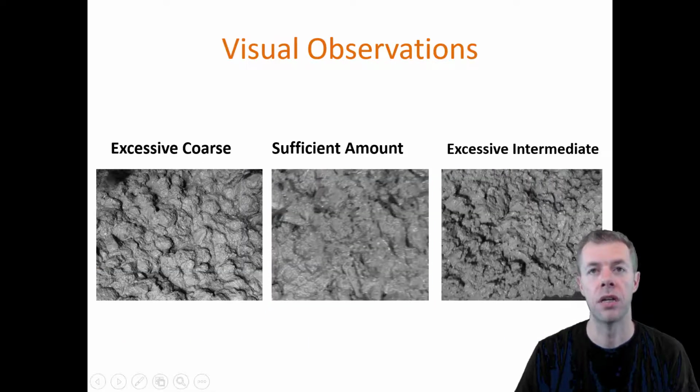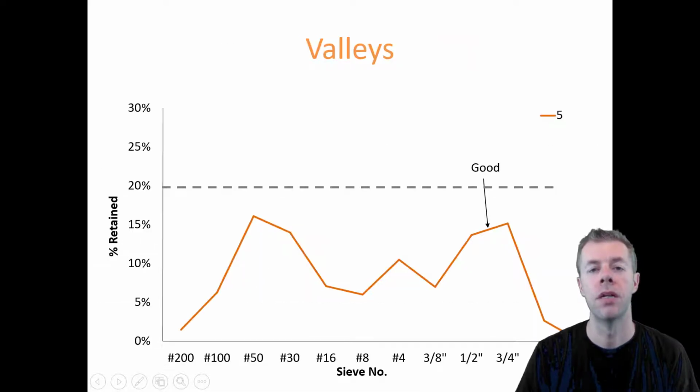Visual observations. Again, high amounts of intermediate looked like this. The intermediate almost looks like it's coming out. It's much more obvious over here in this coarse. Look at this. The coarse aggregate seems to be coming out of the mixture. That's not good. It's hard to finish that. This is right in the middle. That's what we want.